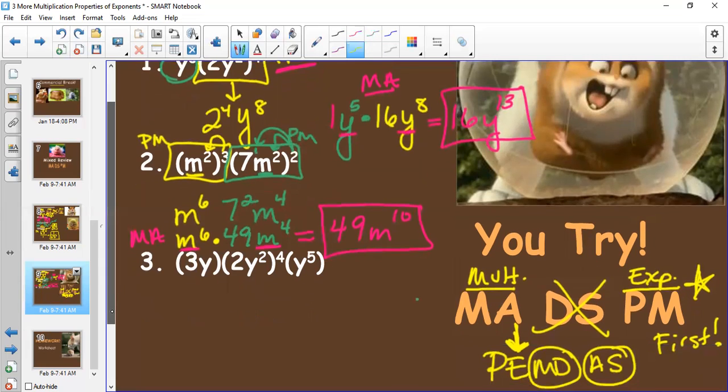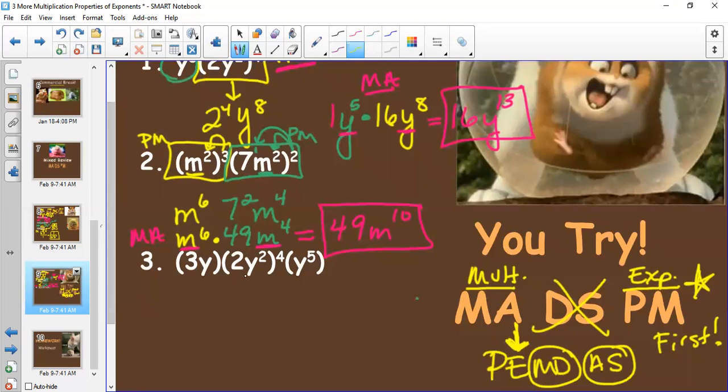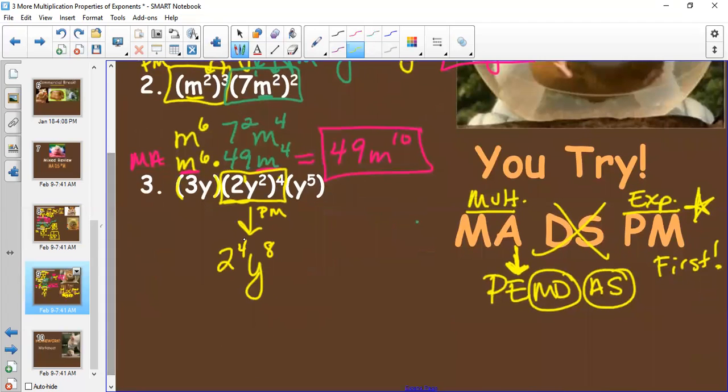Okay, we're going to do number 3 here. Again, pull out the PM part of the problem. So this parentheses 3y does not have an exponent outside. So that's not a PM problem. Same with y to the 5th. But the middle one does have an exponent outside. So this is the PM part we need to do first. So keep your base of your y. Small number times small number, 4 times 2, 8. There's that ninja 1, 4 times 1. So this is 2 to the 4th. And I'm going to go ahead and clean that up. 2 to the 4th is 16y to the 8th.